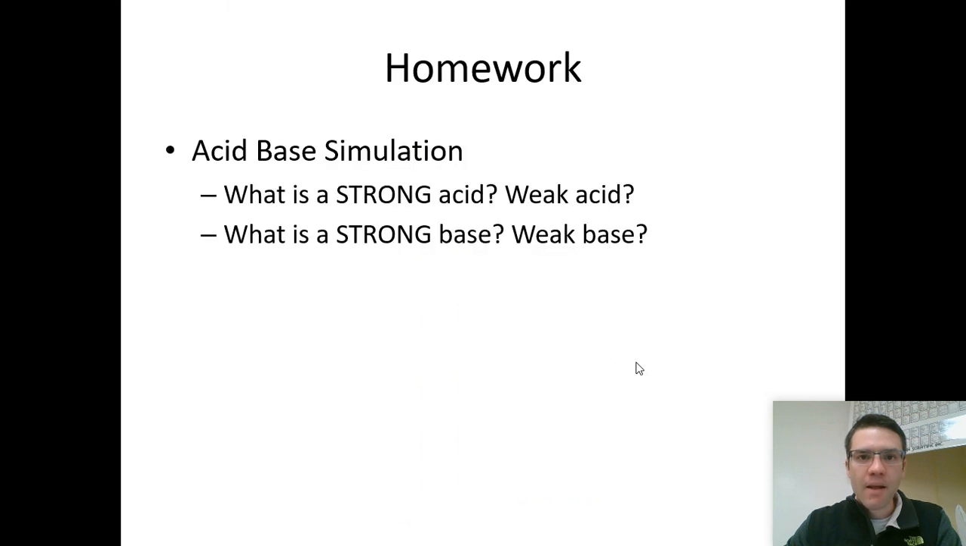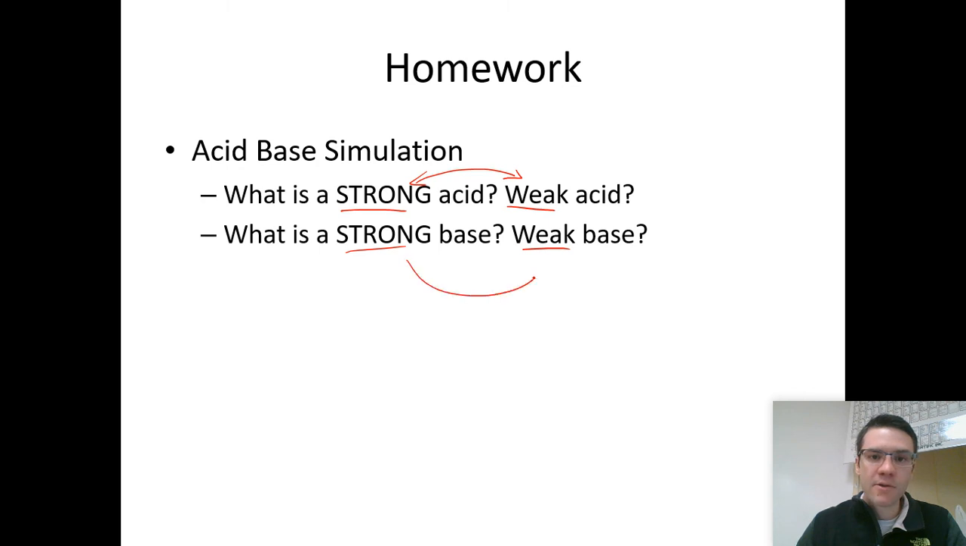Okay. So that's it for this week for new material. For your homework this week, you're doing an acid-base simulation. You're looking at some diagrams of what it looks like when an acid dissolves, what a base does when it dissolves, and then what's a strong acid and what's a weak acid. What's the difference between these two terms? And what's a strong base and what's a weak base, and what's the difference between these two terms? That's your goal at the end of the simulation.